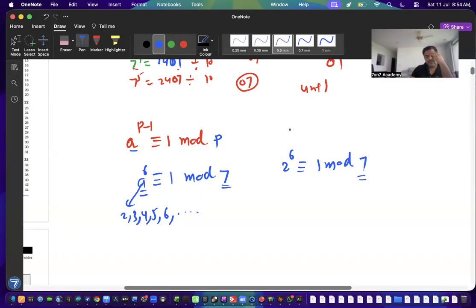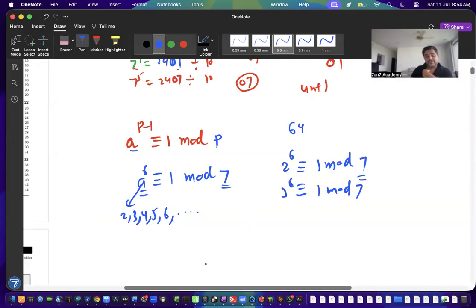You can check it: 2 raised to 6 is 64. If you divide by 7, that will give remainder 1, because the closest multiple of 7 is 63. So you can see 3 raised to 6 is also 1 mod 7. This is called Fermat's Little Theorem. So that's how it is.